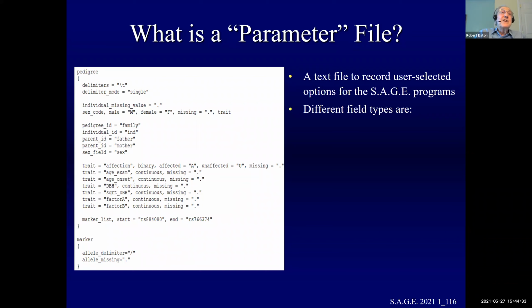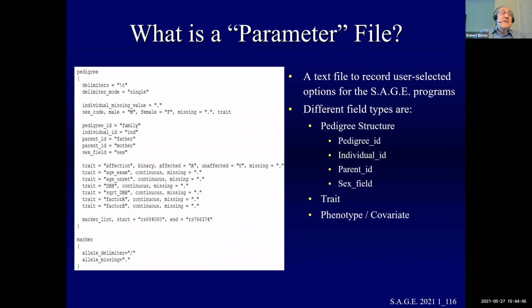As I say, it's just a text file to record user-selected options for the SAGE program. There are different field types in it. There's the pedigree structure, and you can see that about five rows down, you see pedigree ID equals family, individual ID equals IND. So when you say family, you mean what in general we call pedigree ID, and when you say IND, you mean the individual's ID, and you've got father and mother and sex fields.